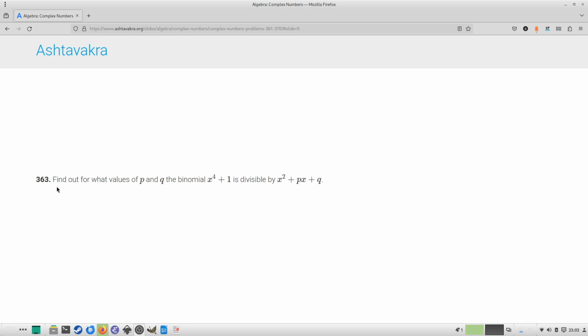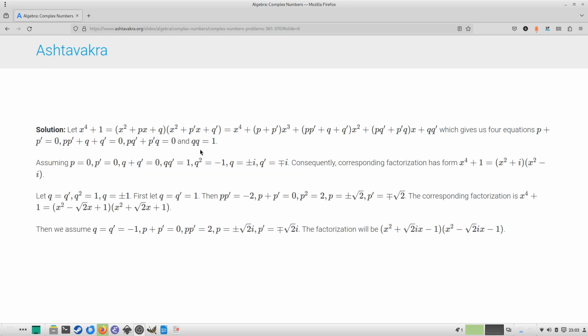Question 364 says that find out for what values of p and q the binomial x^4 + 1 is divisible by x^2 + px + q. So we let x^4 + 1 = (x^2 + px + q)(x^2 + p'x + q').